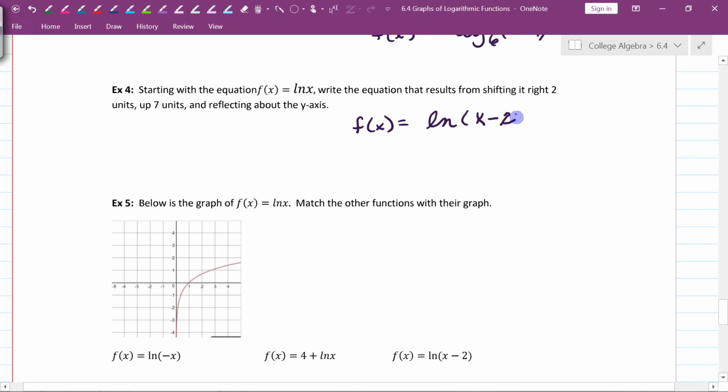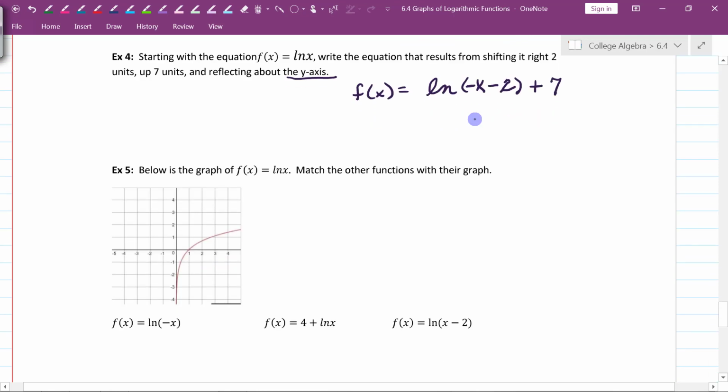Then it says up 7 units. So that's outside, not connected to the x, is a y shift up 7 units. So that's positive 7. And then reflected about the y-axis. And that means I'm going to put a negative right in front of the x right there. That takes care of the reflection about the y-axis. And there's our equation. Okay.